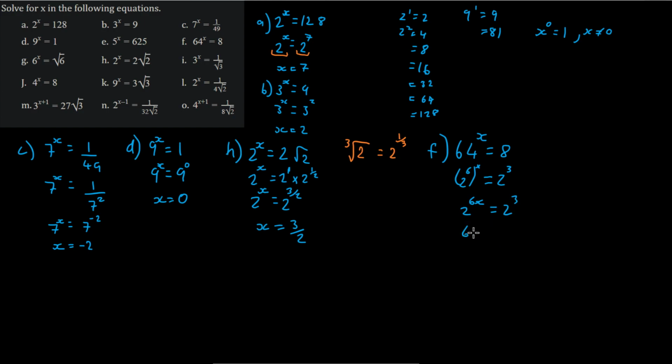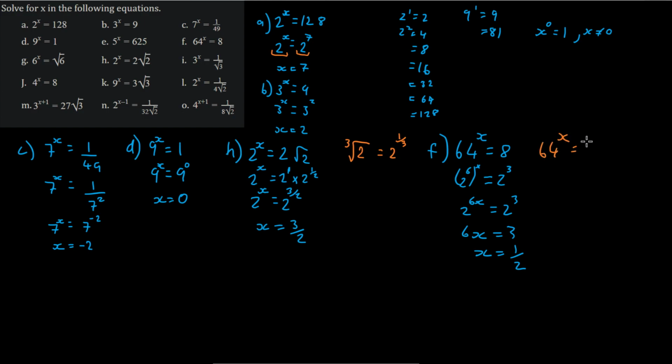Our bases are the same. We can say the powers are the same. 6x equals 3. X equals 3 on 6, which is a half. And that's one method we could do. We could make the 2's the base for 64 and 8. Let's look at an alternative method.